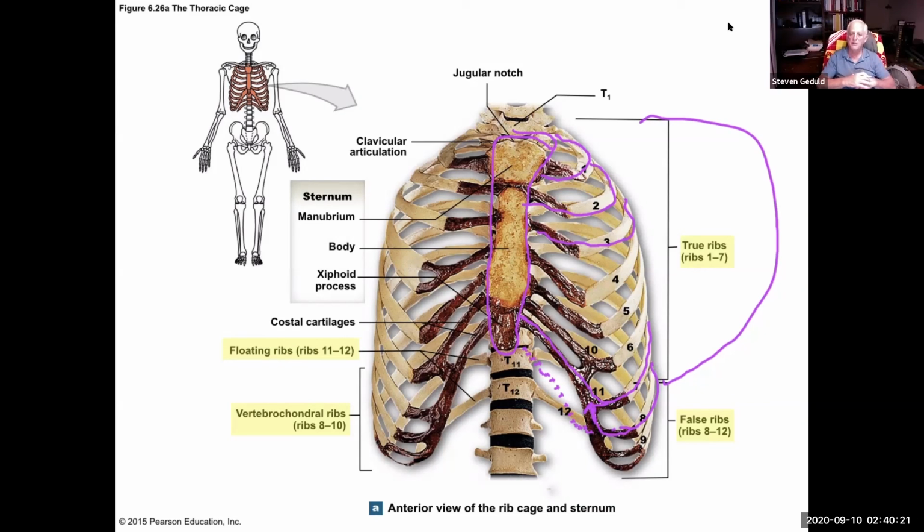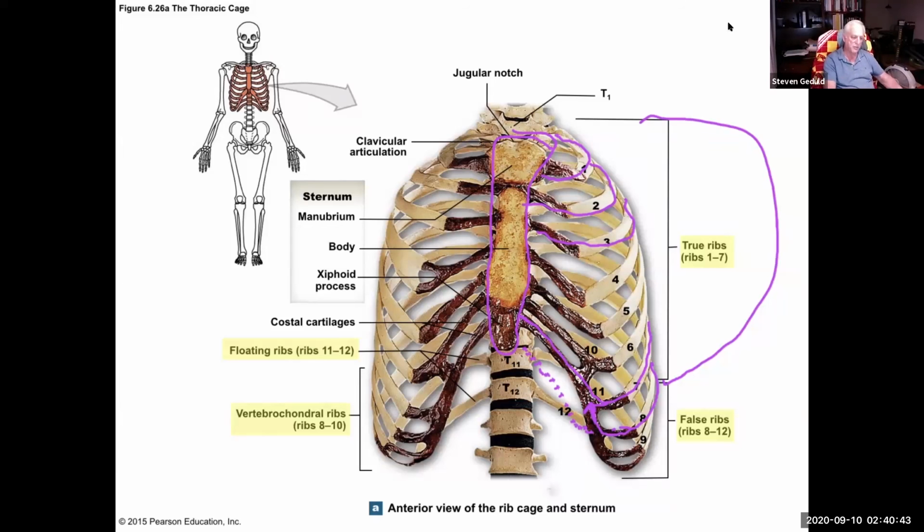Okay, free floating ribs are ribs that don't connect to anything except the thoracic vertebrae. They connect there and then they don't connect. They're free floating in space. And we'll show you an example of those in another one of the pictures. Does that make sense, everybody? So true ribs, false ribs, floating ribs. Those are the ones we want you to remember. Those are the new terminology.